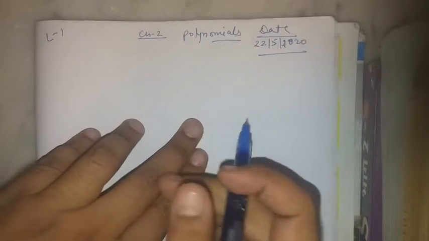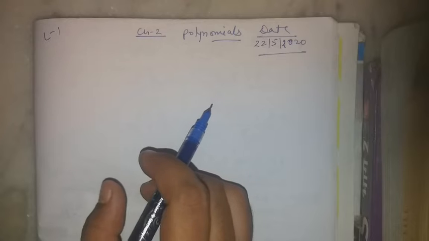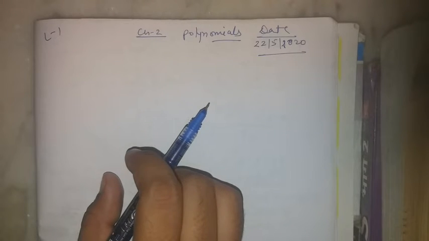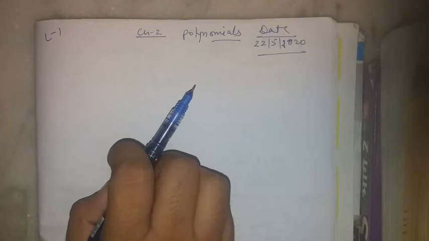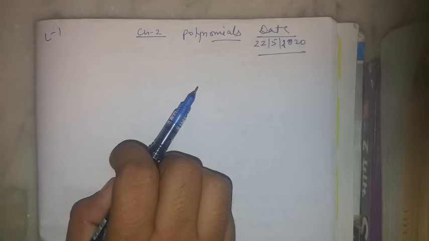Hello guys, today is the first lecture of chapter 2, polynomials. In 9th class we already learned about polynomials and how we can find their zeros. We are going to do the same thing in 10th class. First, the types of polynomial.